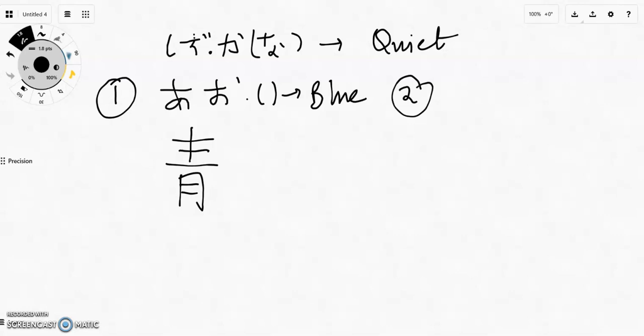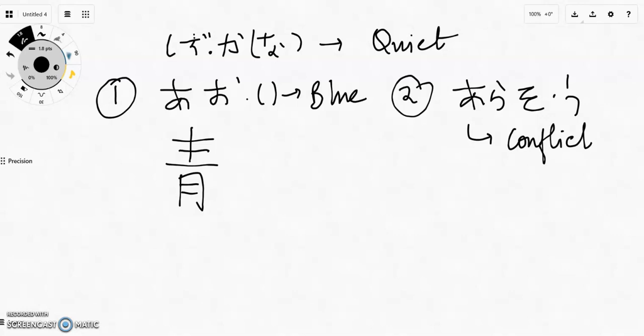The second kanji, that is arasou, conflict. Right? So, how do we write this? We have an arm, a hand. So this is the hand that is holding the arm, or it is trying to go against another person. That is what this represents.